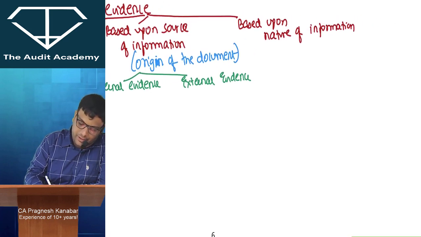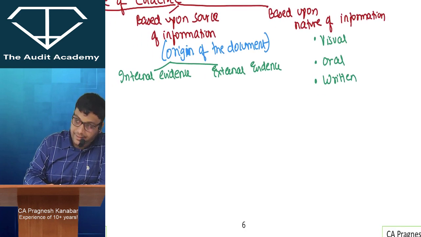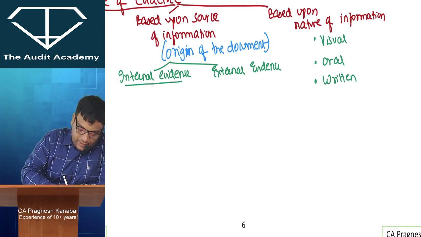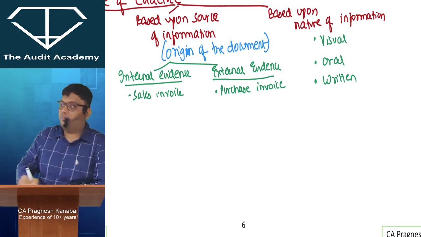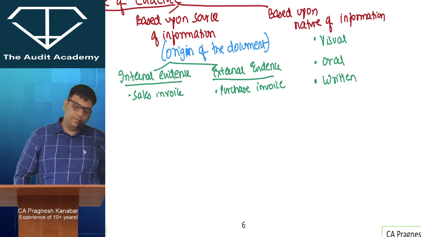Based upon the nature of information, evidence is either visual, oral, or written. That is fine. I don't need to give examples for that. Internal evidence: a sales invoice is internal evidence. A purchase invoice is external evidence.